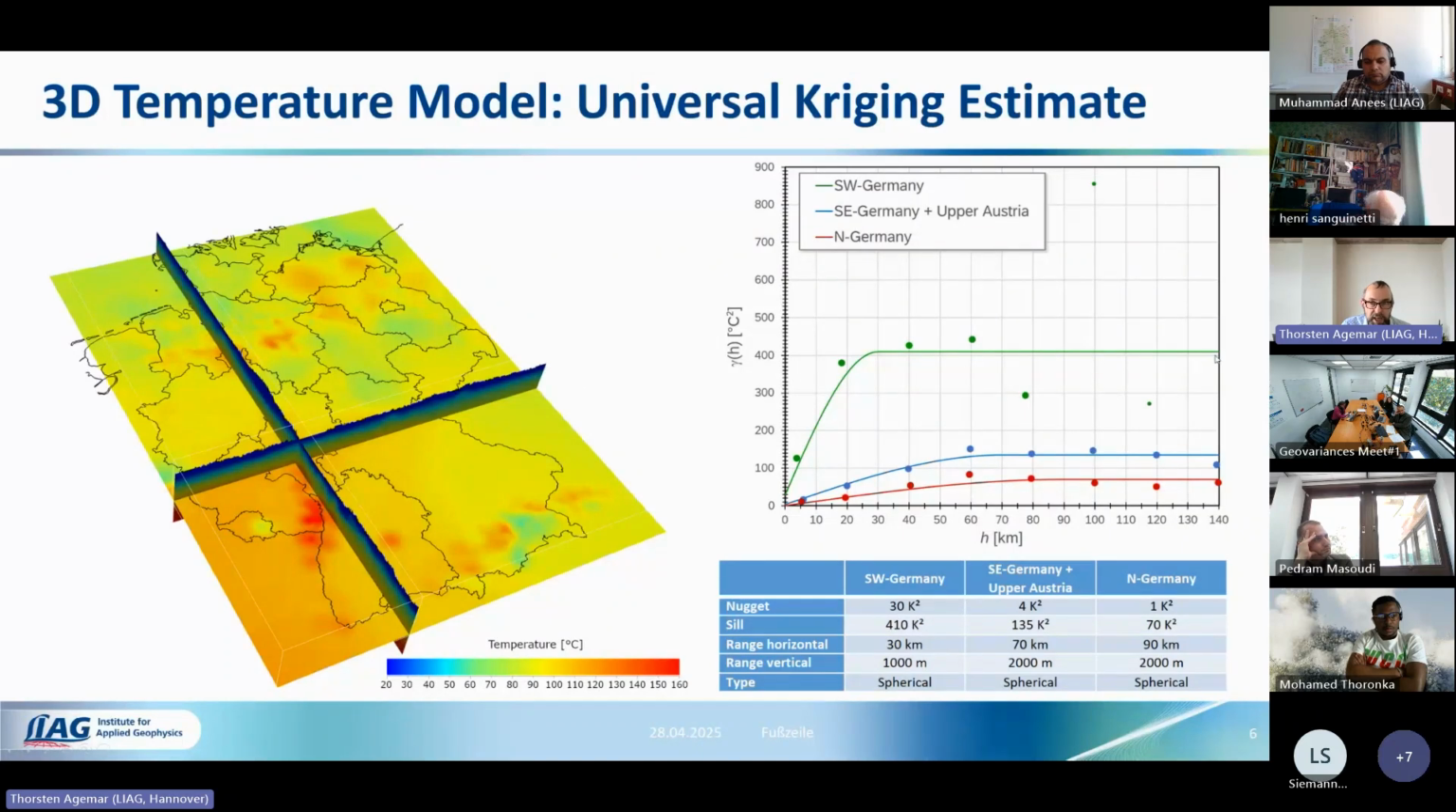And so that means we have 3 different semi-variograms for the 3 areas. And yes, the sill here is highest for Southwest Germany due to the Upper Rhine Graben. It's lowest for Northern Germany and Southeast Germany, and we also included this part here of the Molasse Basin in Upper Austria, because it's also very relevant for deep geothermal energy usage. And the Geological Survey of Austria asked us to do so and gave us some data. So yes, the sill is higher than Northern Germany, but not as high as the Upper Rhine Graben.